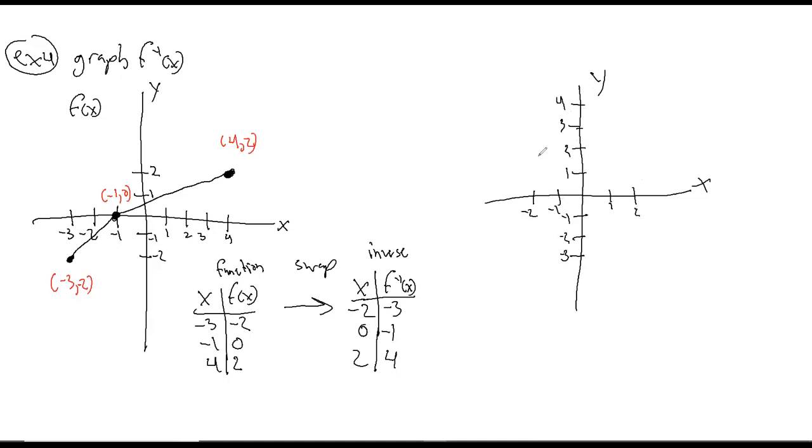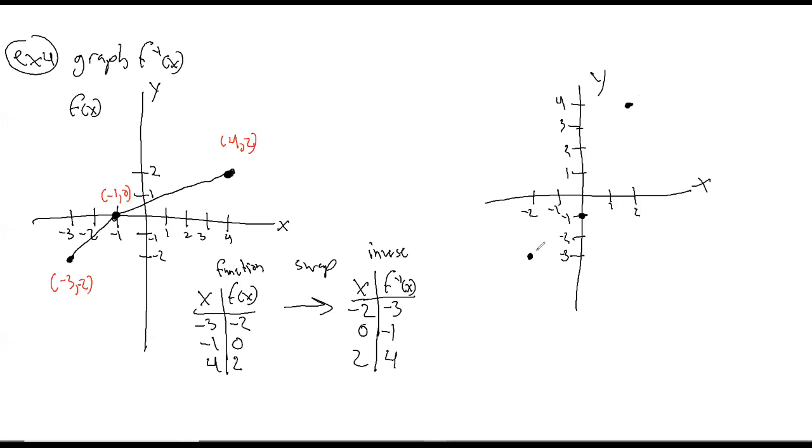So -2, -3, that's left 2, down 3. I really don't want that second coordinate to be negative, do I? Left 2, down 3. Then 0, -1 is left to right 0, down 1. And then 2, 4 is right 2, up 4.